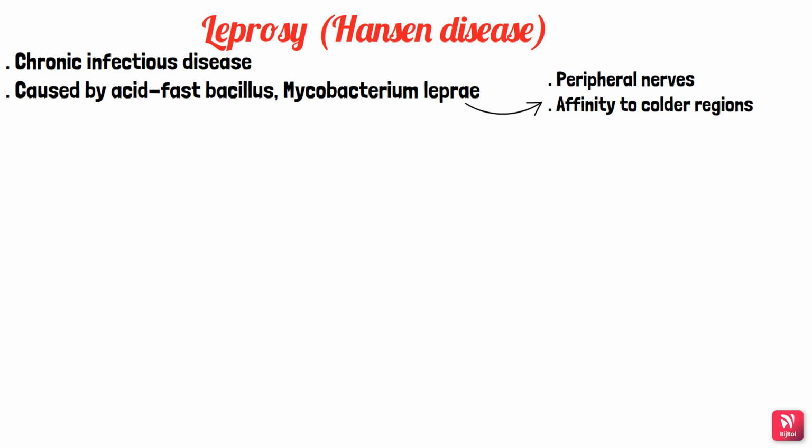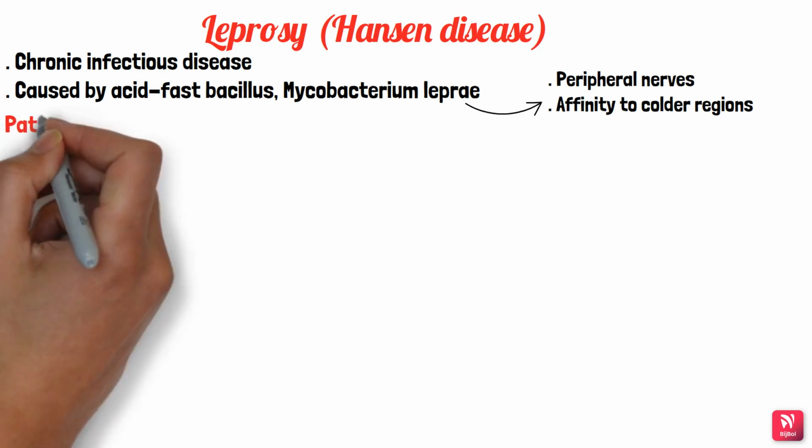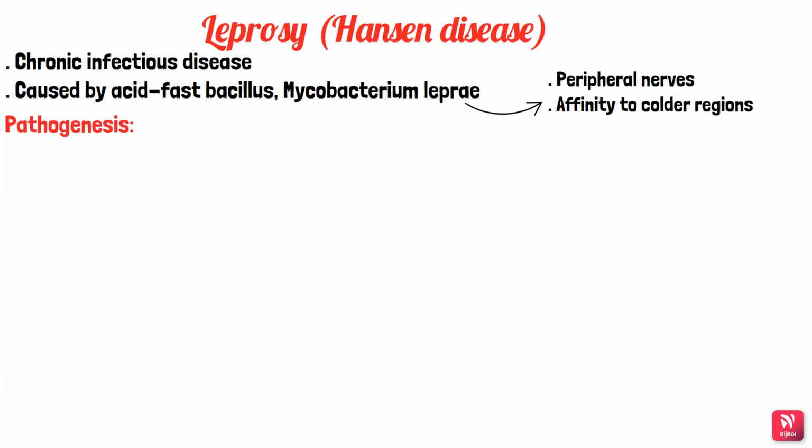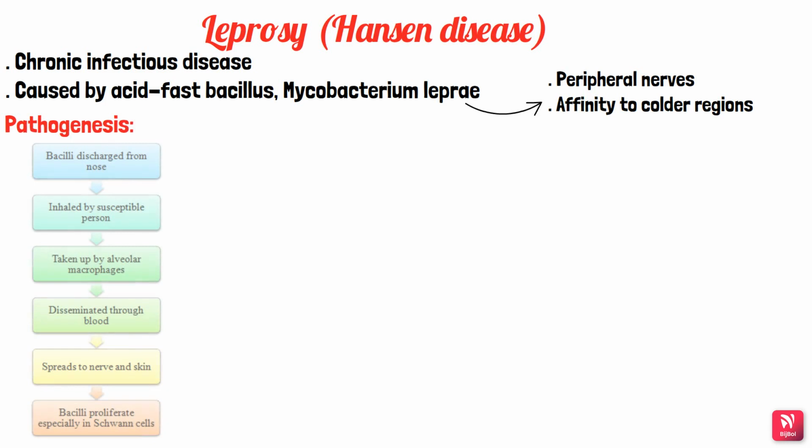Okay. So now let's see the pathogenesis of leprosy. How does the leprosy occur? Okay, if you see here, bacilli which are discharged from the nose of an infected person.